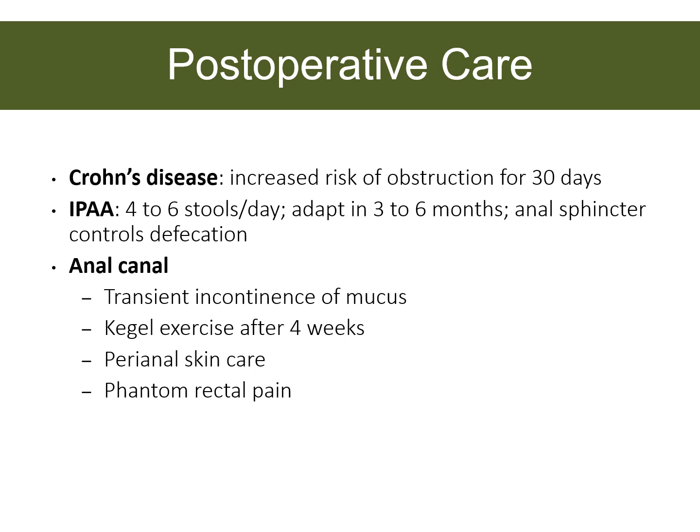Okay, so if the patient has Crohn's disease and they had surgery, they're going to be at higher risk for obstruction for about 1 month postoperatively. If they had that IPAA surgery, which is an ileal pouch anal anastomosis, then you can expect 4 to 6 stools a day. Eventually, over a few months, the anal sphincter will control defecation, which is nice because they're going to keep their continence. And then the anal canal may have transient incontinence of mucus, okay, something they can't control.